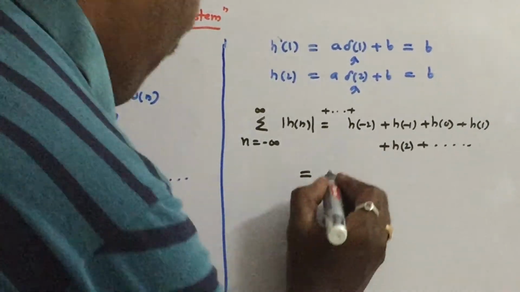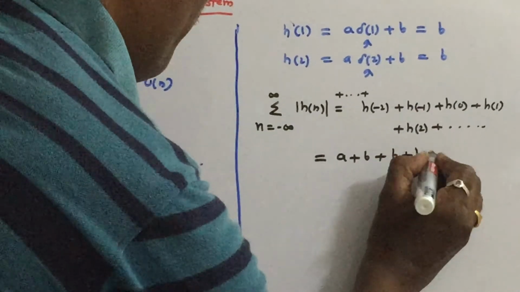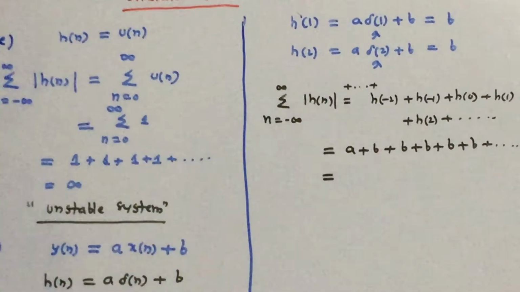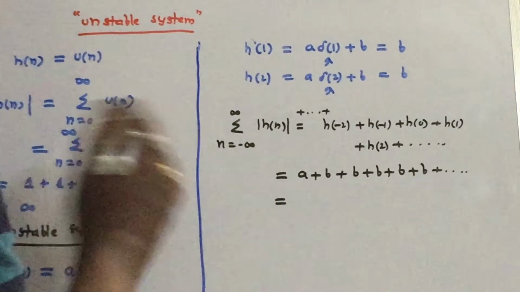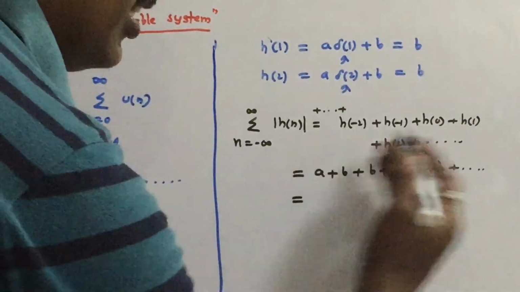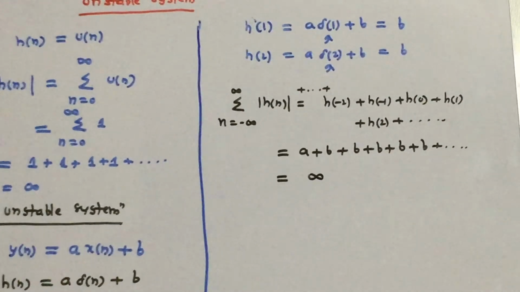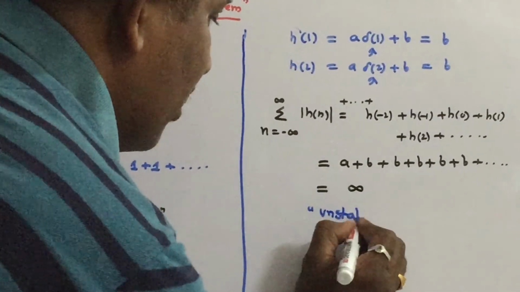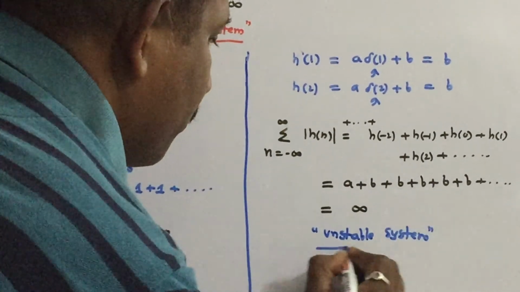What is the h of 0 value? a plus b. All the rest of the values are b plus b plus b plus so on. h of 1 is b, h of 2 is b, like that. Similarly on the left side also b. So this is an infinite summation. The summation results into infinity. So therefore the system is said to be an unstable system.